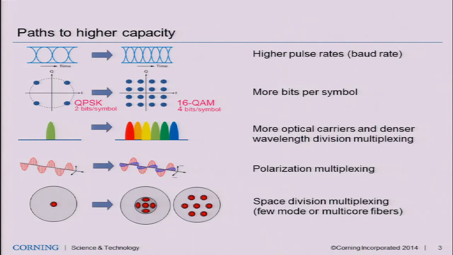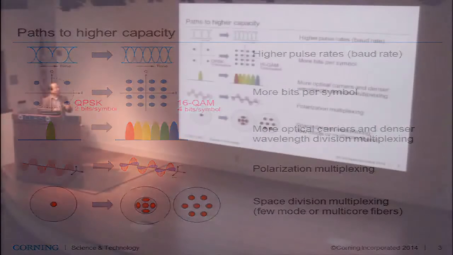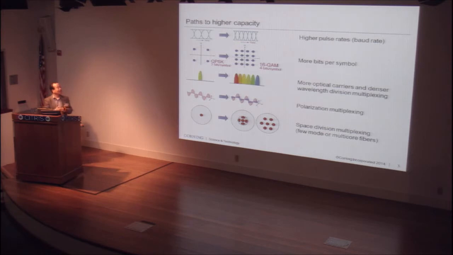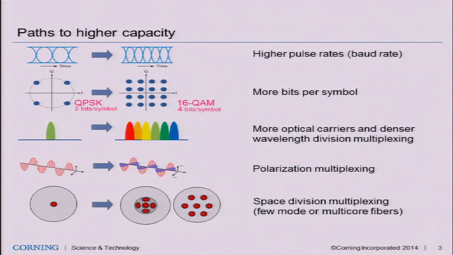So, as Nicola mentioned, we have explored basically almost every dimension of single fiber transmission, including the pulse rate, modulation format, and then WDM, and also polarization multiplexing. So they're pretty much close to the fundamental limit. Now, let's add a new dimension, called space division multiplexing. I think this is not really new.